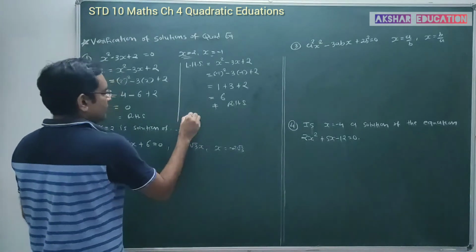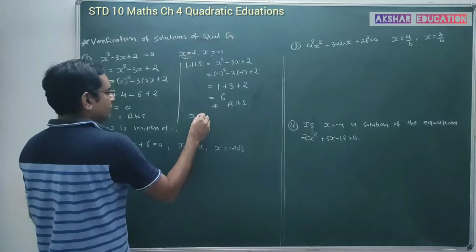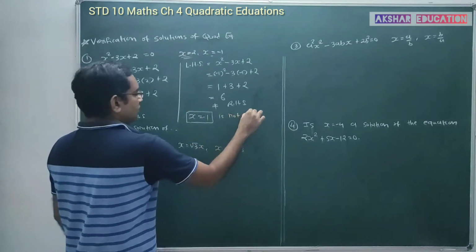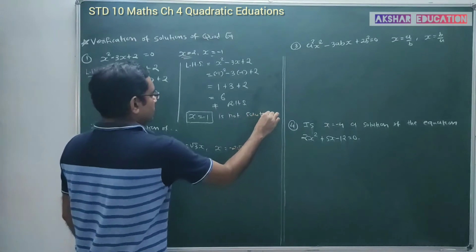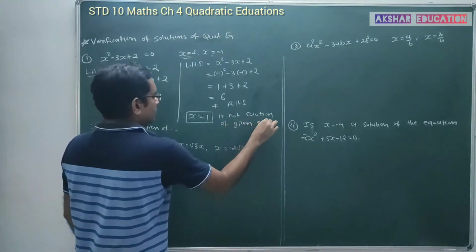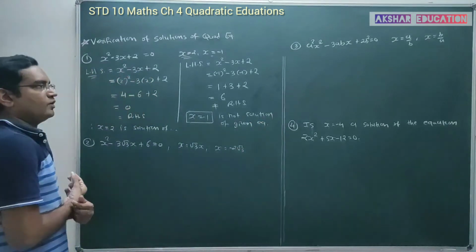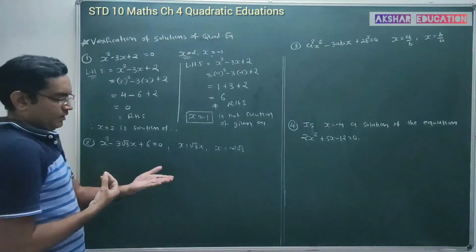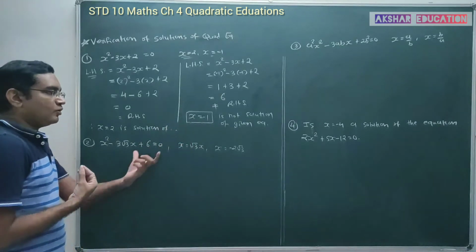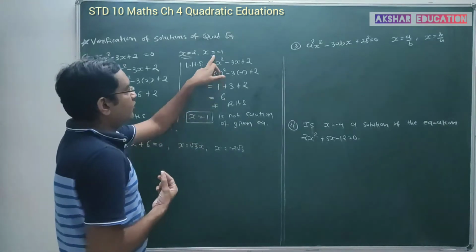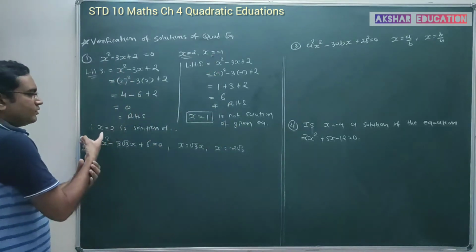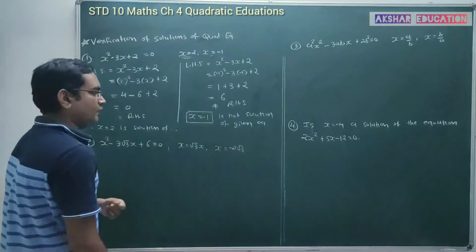So we can say that x equal to -1 is not a solution of the given quadratic equation. You have to write the answer at the end of your sum. You have to write the entire statement, the whole statement. That is, the given value of x is not a solution of the given equation. And for this, you have to write x equal to 2 is the solution of the given quadratic equation.